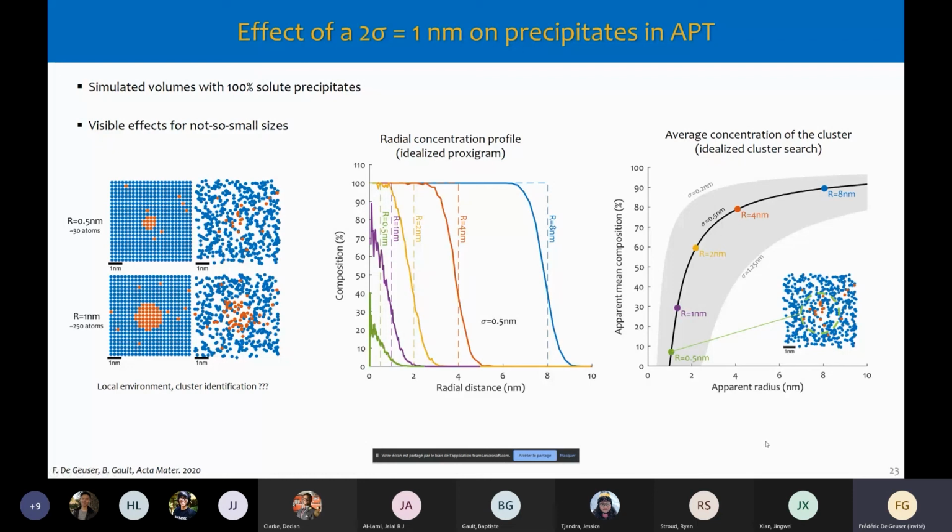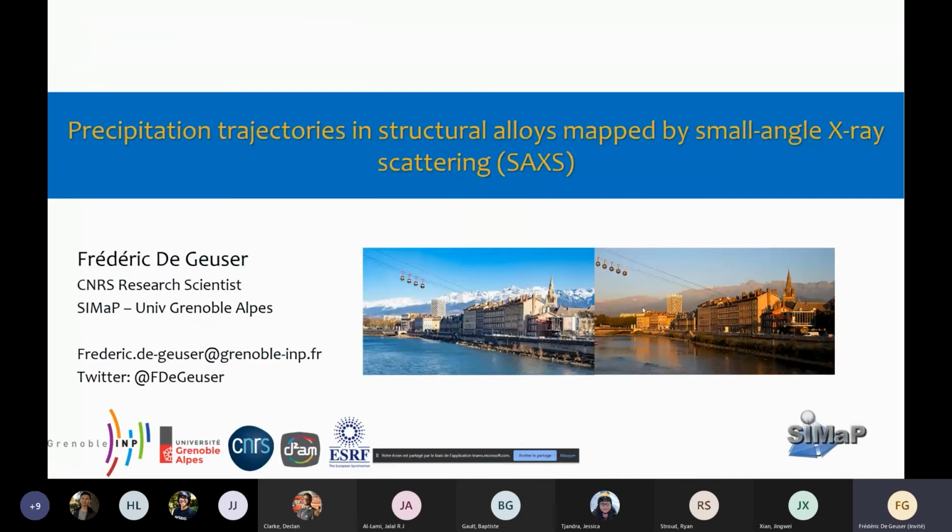And this is even worse in the case of cluster identification, where you use the average of the concentration of all the atoms that you've identified as the clusters, where even for objects that are as big as 8 nanometers in radius, so 16 nanometers in diameter, the average concentration will already be 90% rather than 100%. And for much smaller, you see here the 2 nanometer diameter, it's already 30%. So a much stronger effect than probably would have been expected. And with this, I thank you for your attention, and I'd be very happy to answer all your questions.